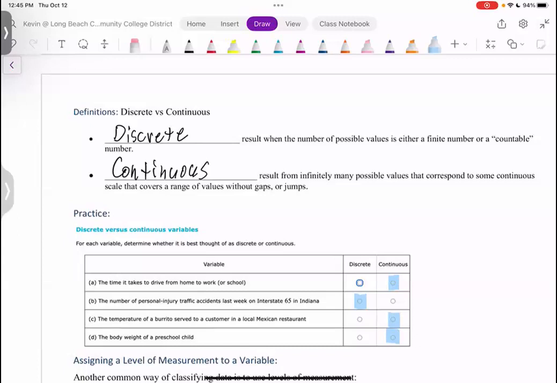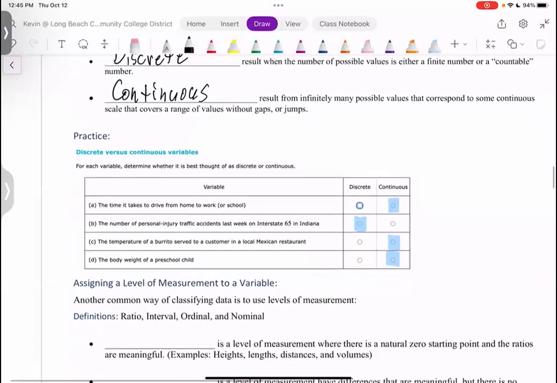So you might be thinking to yourself, no, wait a minute, the body weight of a preschool child, we could say that they're 40 pounds or 20 pounds or 22 pounds. The problem is no one weighs exactly that, right? So if someone weighs 40 pounds, they're probably 40.073 or something like that. And definitely that fills in all the empty gaps there. So it's definitely not countable. All right, we are going to break this down even further.